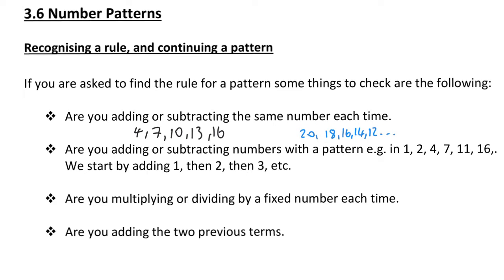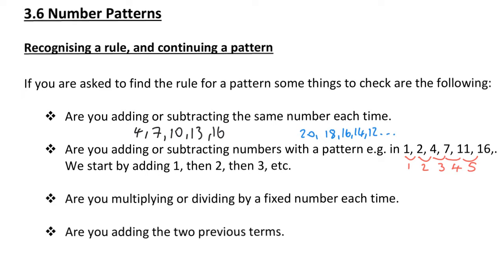Or are you adding or subtracting numbers within a pattern? So the numbers 1, 2, 4, 7, 11, 16. Hopefully we can see to get from 1 to 2, you add on 1. From 2 to 4, you add on 2. 4 to 7 is 3, and then 4, and then 5. So we're starting by adding on 1, and then 2, and then 3.